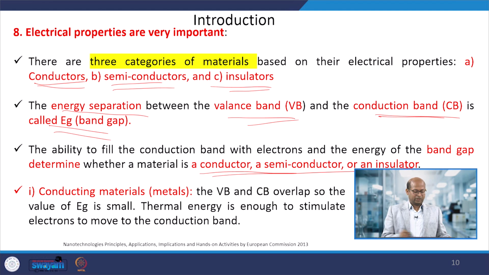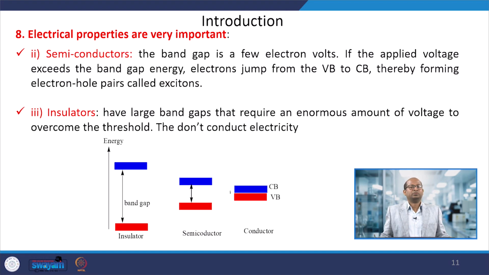In the case of conducting materials, we know the band gap or energy between the valence band and conduction band is very small, showing metallic properties, so it is called a conductor. If it is gradually increased, then it is called a semiconductor or insulator. So whatever nanomaterials we prepare, we can look at their electrical properties, and depending upon that we can say whether it is a conductor, semiconductor or insulator.